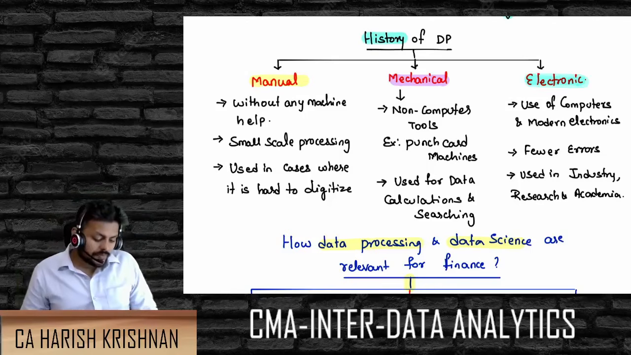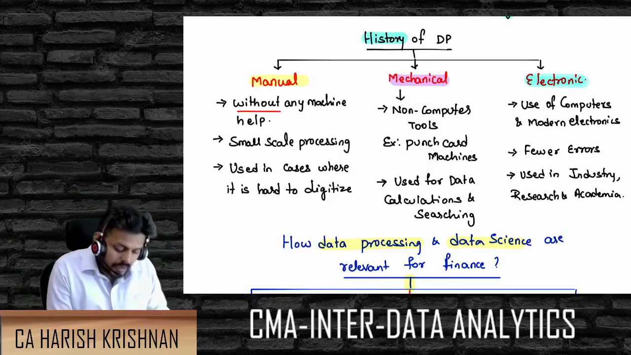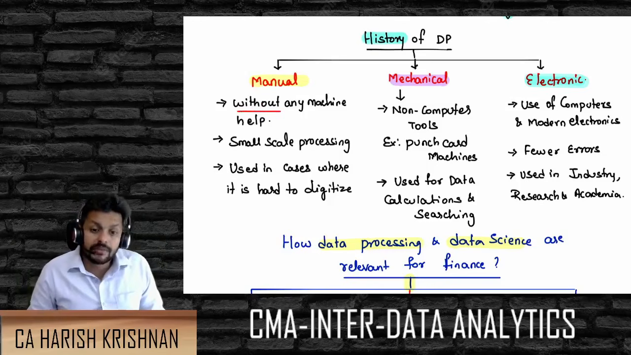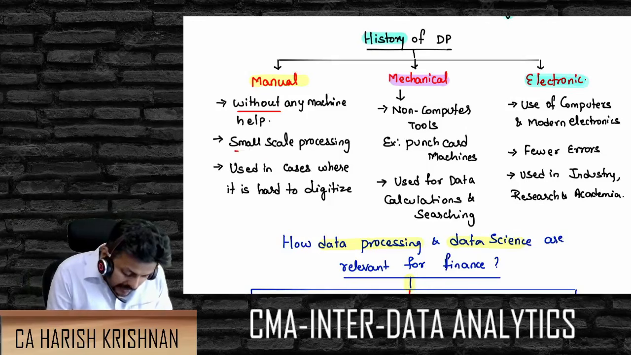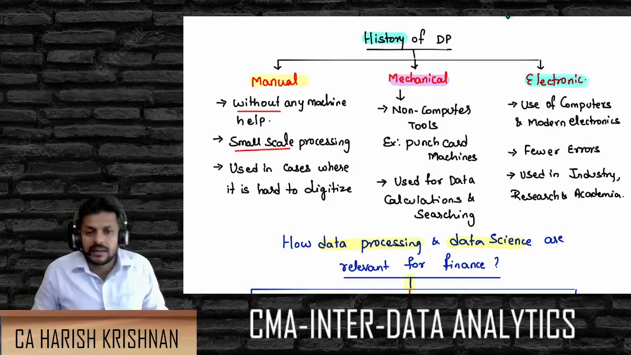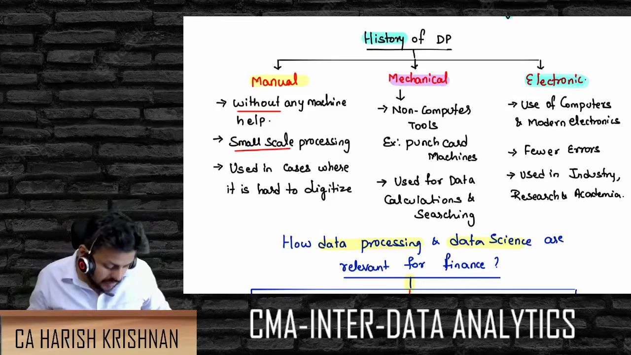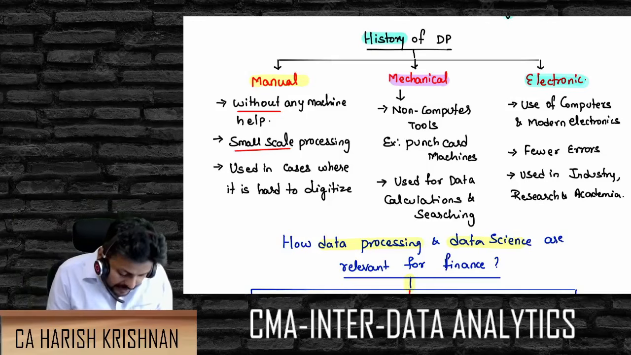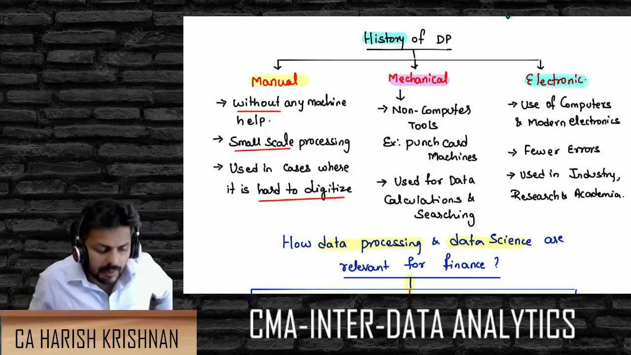So three things: data processing that is done without any machine help is called manual data processing. Manual data processing is also done at a small scale, and it is used in cases where it is hard to digitize. So, neatly, three simple points to summarize.